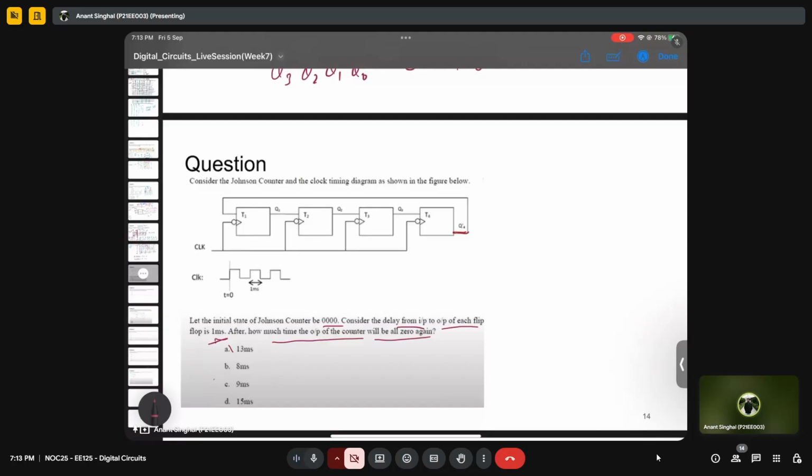This is a very easy question if you think conceptually. But even if you want to solve it, you can do it and let me know the answers in the chat box.